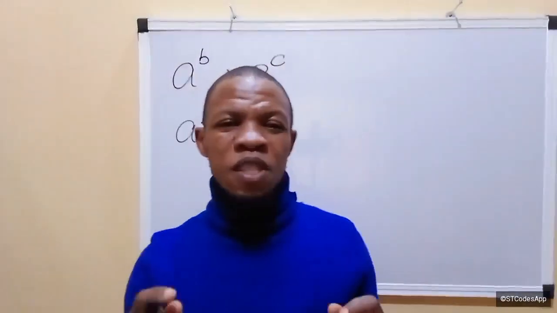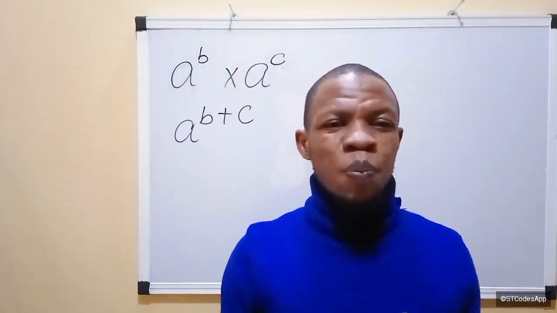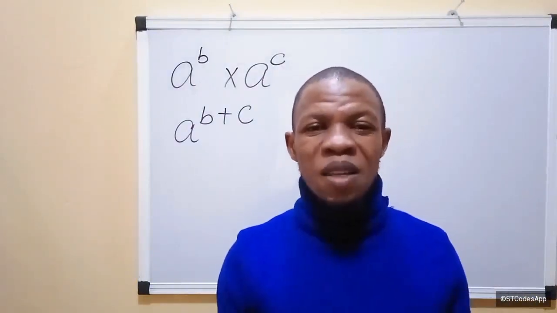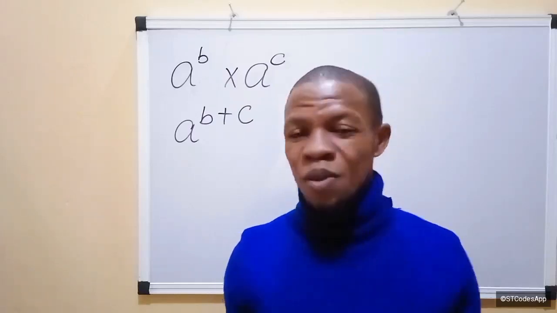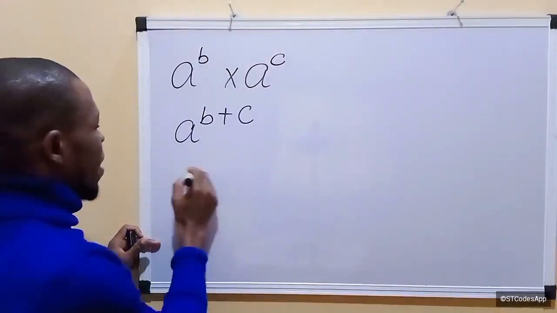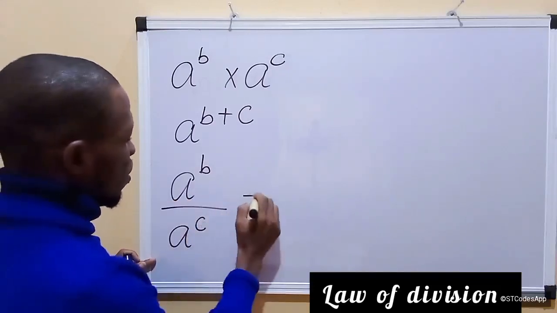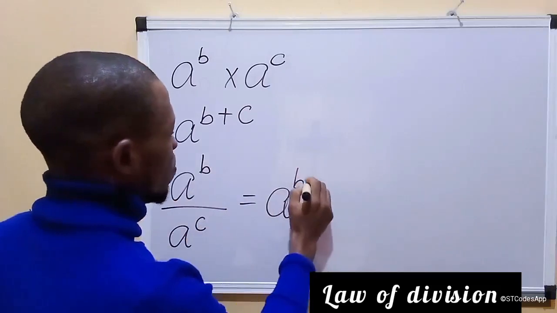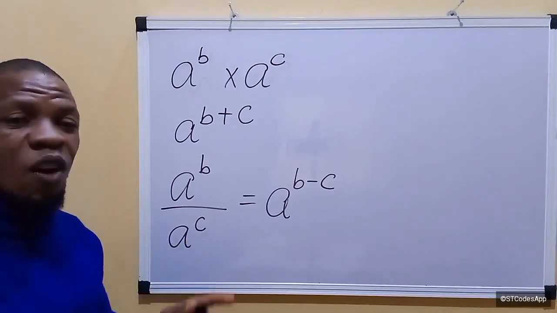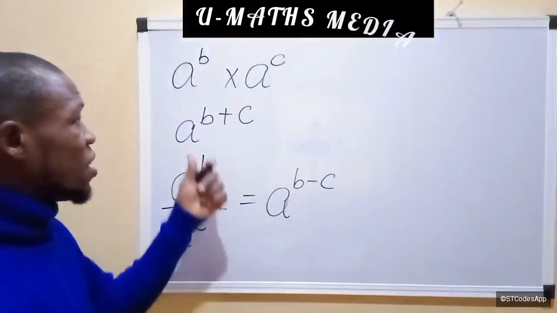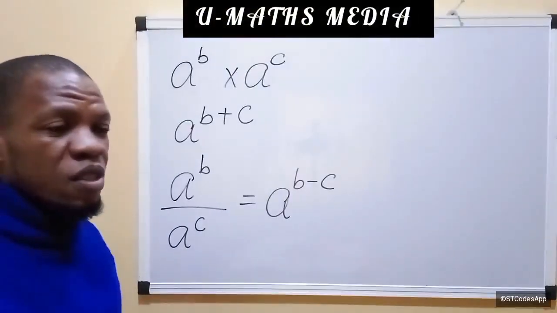Now we have the law of division. Now this law states that if the bases of quantities are the same, then the power of the numerator subtracts the power of the denominator, meaning the power of the dividend subtracts the power of the divisor. Assuming you have a raised to power b divided by a raised to power c, this is simply going to give us a raised to power b minus c. And in all these cases, the base must be a non-zero base, meaning that the base can never be zero for these laws to hold. This applies to all the laws of indices.